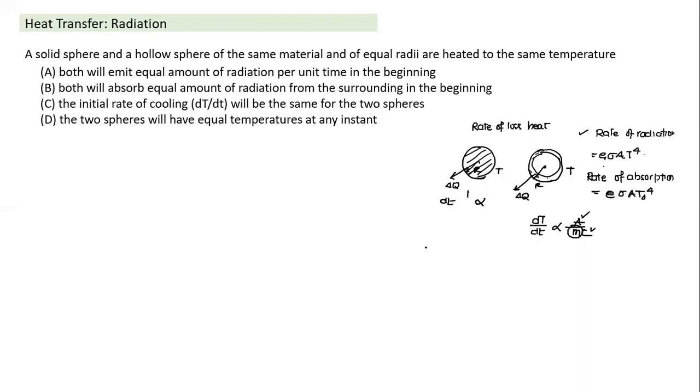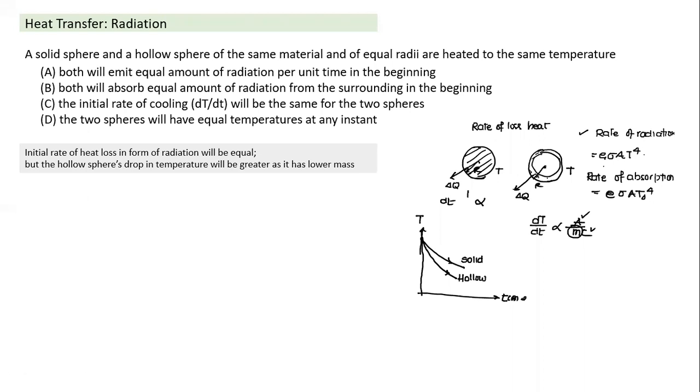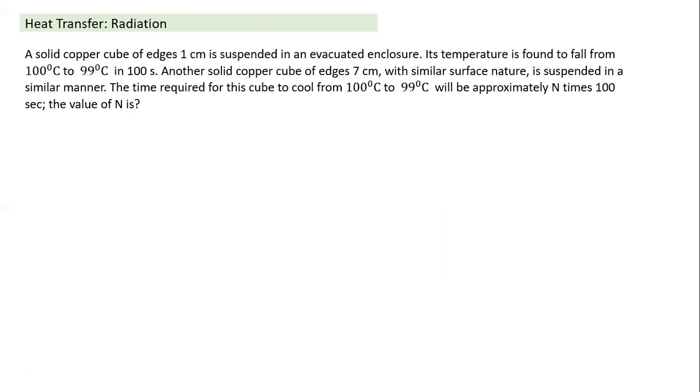And if I draw a figure, the same thing I have to represent in terms of a figure here. If we have temperature T on one side and time on the other side, initially both are at the same point, but one will go like this and the other will go like this. Which graph will represent the solid sphere and which the hollow one? The one which has the steeper slope will represent the hollow sphere, and this will represent the solid sphere. Initially, it was equal.